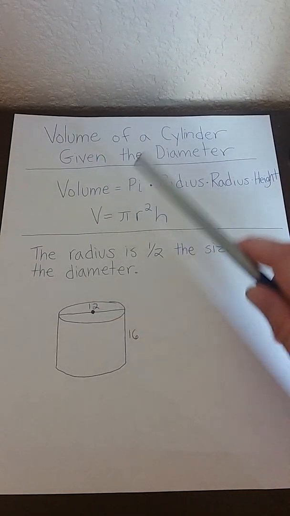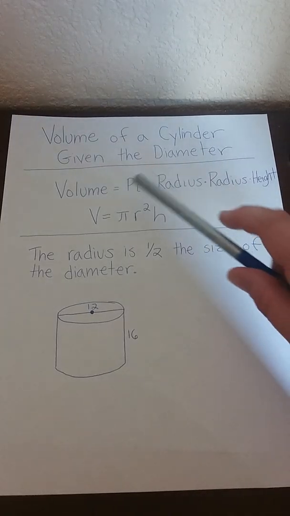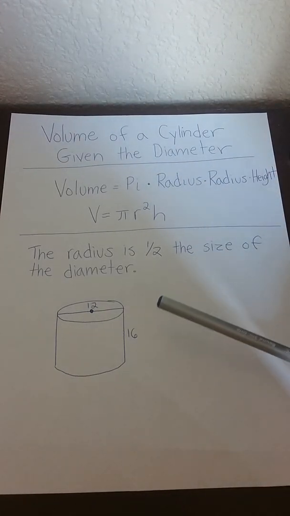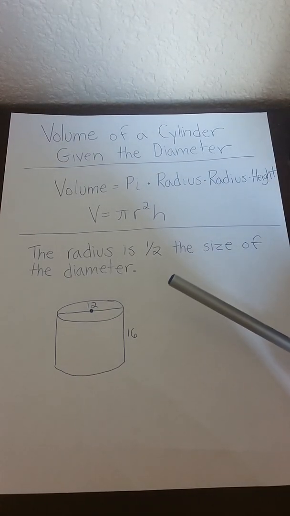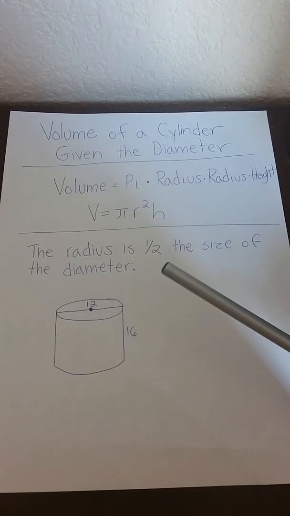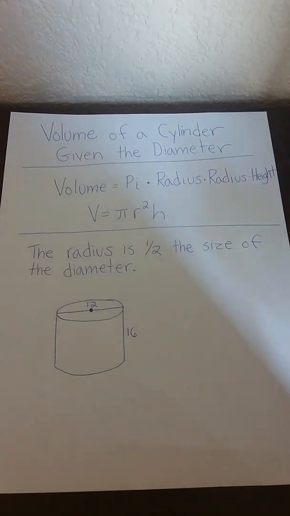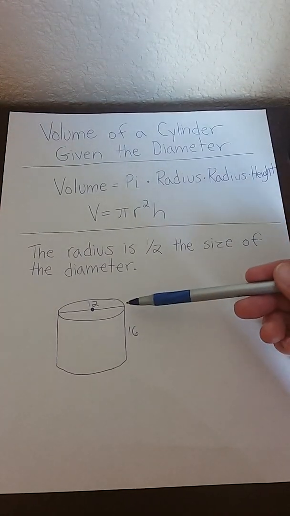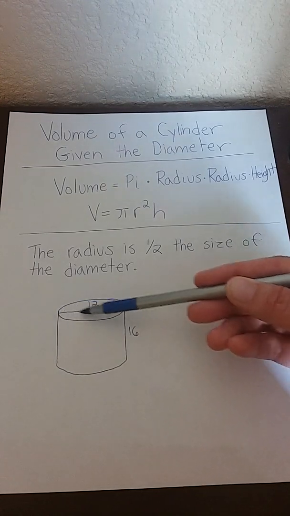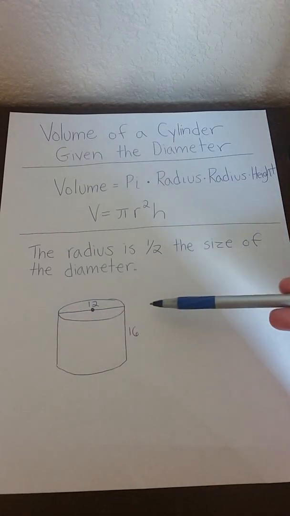So the problem is that in this formula we have radius, and our learning goal is given the diameter. So you have to use the diameter to find the radius. The way that you do that is you have to know that the radius is half the size of the diameter. The diameter of a circle goes from one side of the circle all the way across to the other side.